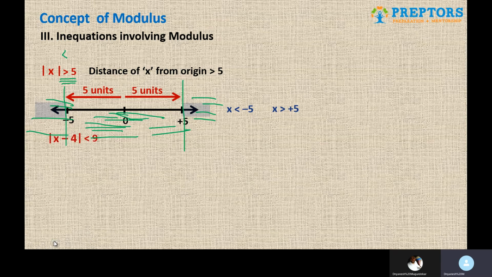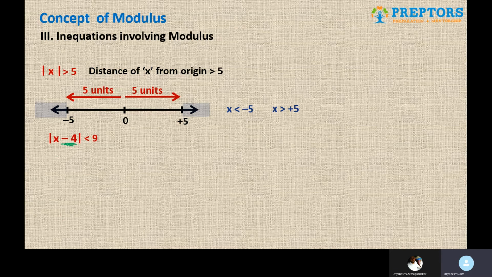Suppose they have another one, mod of x minus 4 is less than 9. So here what we do is always look at this number. This is the simple, easy way I'm telling you, just some processes you will have to remember. If it is minus 4, you take the point as plus 4. If it would have been plus 4, you take the point as minus 4 on a number line. Simple as that. You do this, you will not have to solve much, and that is why I'm telling you. So minus 4 on the number line will take plus 4.